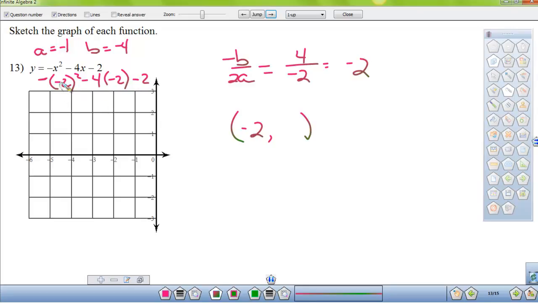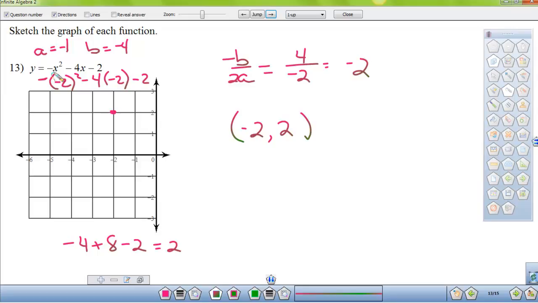As we evaluate this, we're going to make sure we do these exponents first. A negative 2 quantity squared is a positive 4, but it's greeted with a negative, so that's actually going to be a negative 4. I'm going to bring this down here. A negative 4. And then this negative 4 times negative 2 is a positive 8, minus 2. This gives us 4 minus 2, which is equal to 2. So that's the hard part done. Find negative 2, positive 2, and plot the vertex.